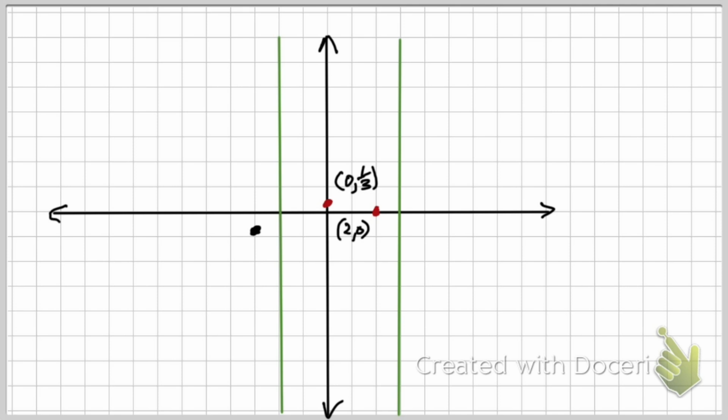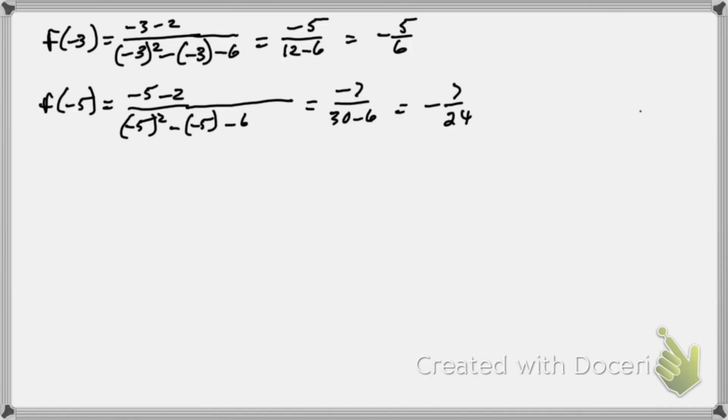Well, okay, there's one point out there to the left of that asymptote. Let's get another one. This time I'll say, let's go all the way out to x equals -5. I plug the values into our function, and I'm getting -7/24.